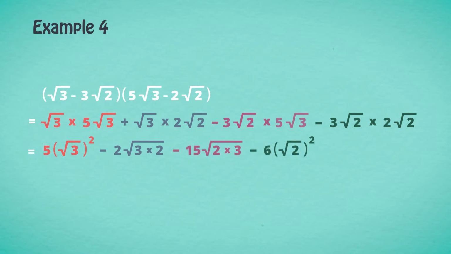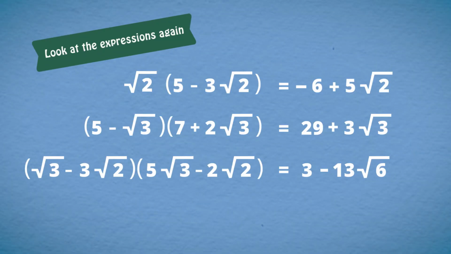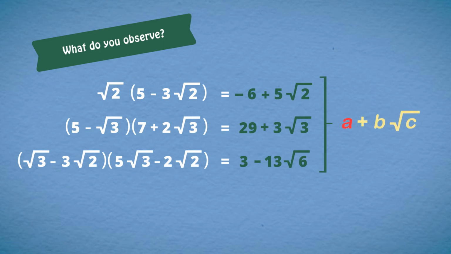Do you get it now? Following that, we can simplify it further to give us this, and finally, we will have this. Now, I want you to look at the expressions from the previous examples again. What do you observe about the results? Yes, that's right. When we multiply expressions with surds, they will be in the form a plus b times square root of c, where a and b are rational numbers and the square root of c is a surd.